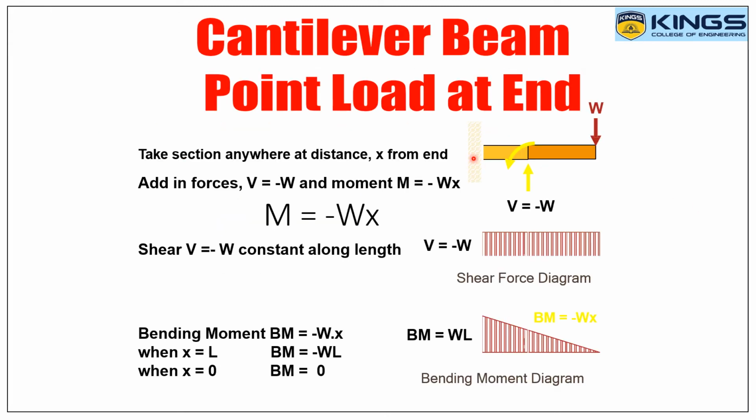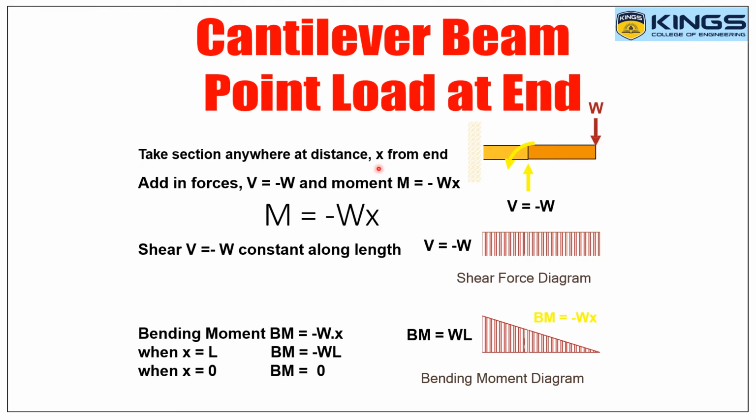So first, take a section anywhere at a distance x from the end, and add in forces. The shear force is equal to negative of the load applied, and the bending moment will be, considering this as x and this as L minus x, minus of Wx. So this will be the shear force diagram for this cantilever beam with a point load at its end.